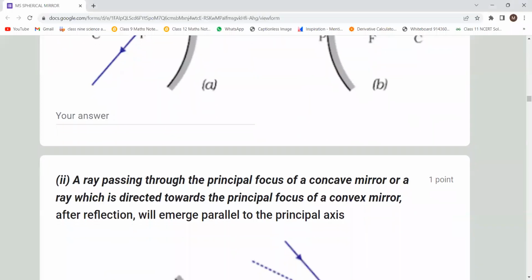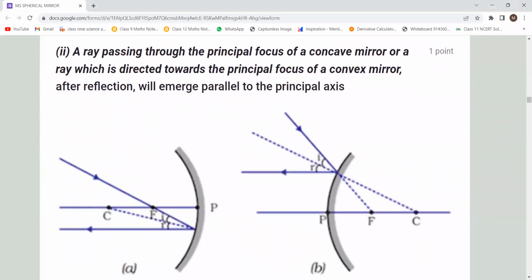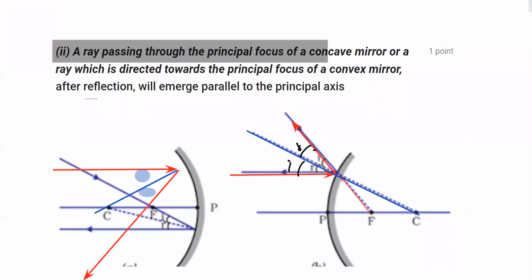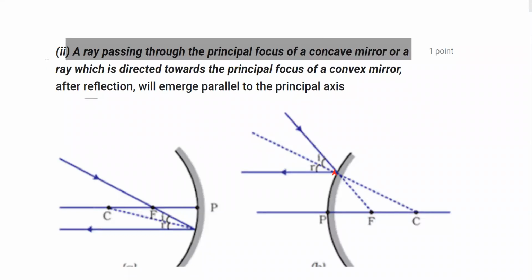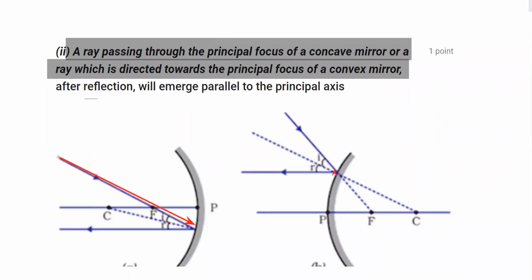The second is this one, which is just the opposite of what we did. If a ray is made to pass through the principal focus, then after reflection it will become parallel. So let's consider the concave mirror first. Here the ray is drawn passing through the principal focus, and after reflection it becomes parallel.